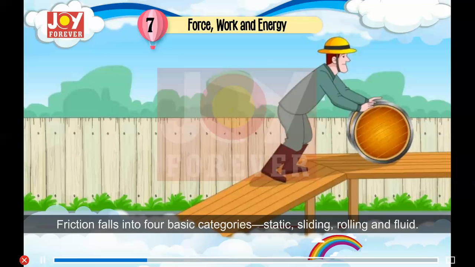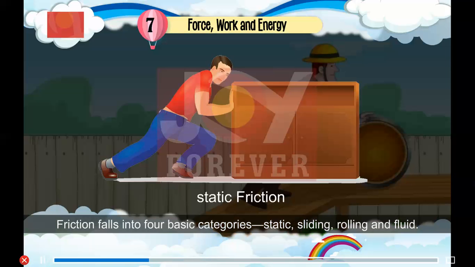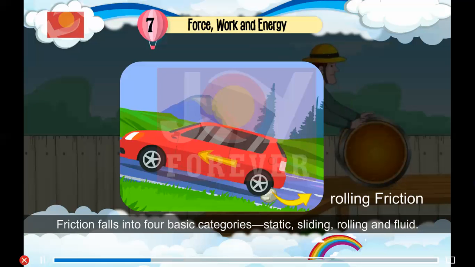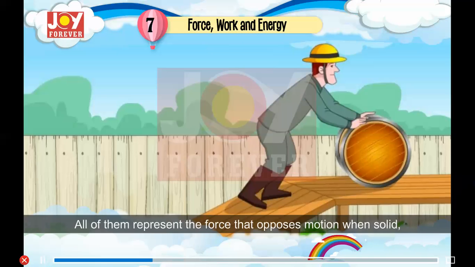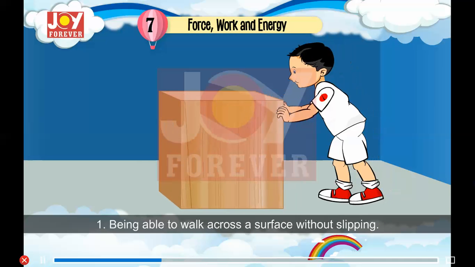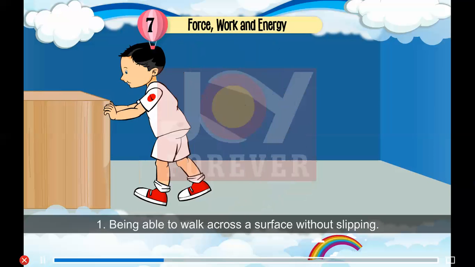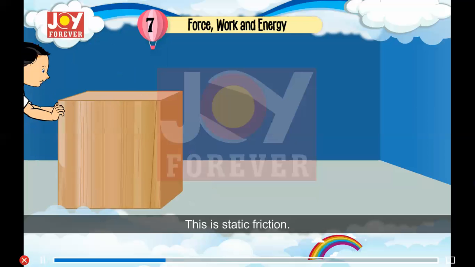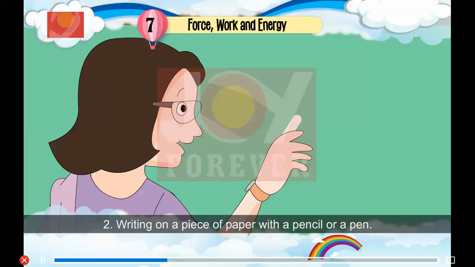Friction falls into four basic categories: static, sliding, rolling, and fluid. All of them represent the force that opposes motion when solid, fluid, or gaseous surfaces meet. 1. Being able to walk across a surface without slipping. This is static friction.